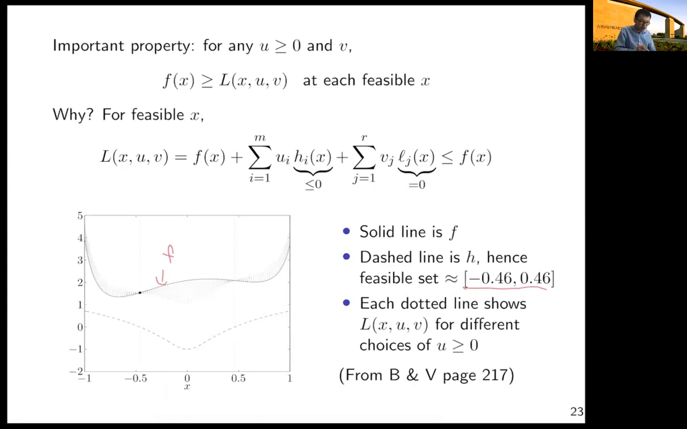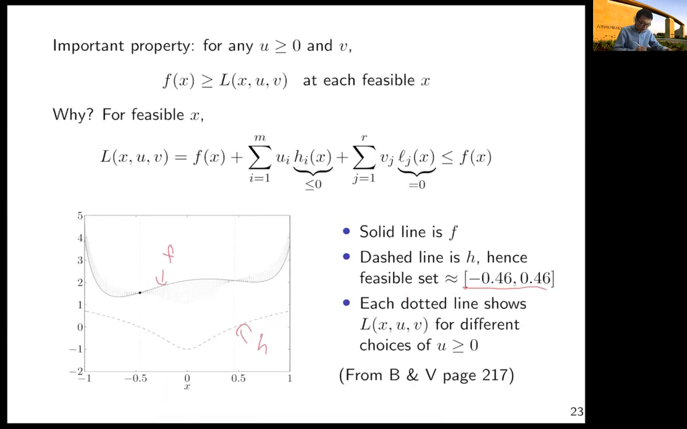So we can construct the Lagrangian of this optimization problem. This is h, and what else? I don't think l is illustrated anywhere in this figure, but let's not worry about it.